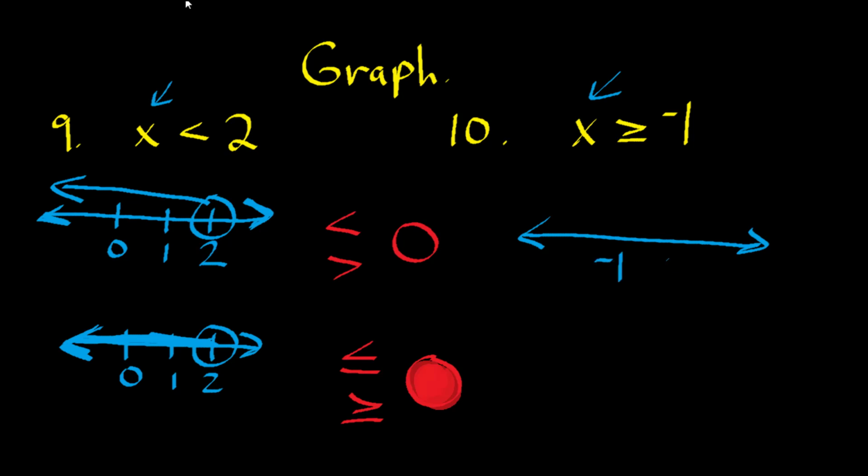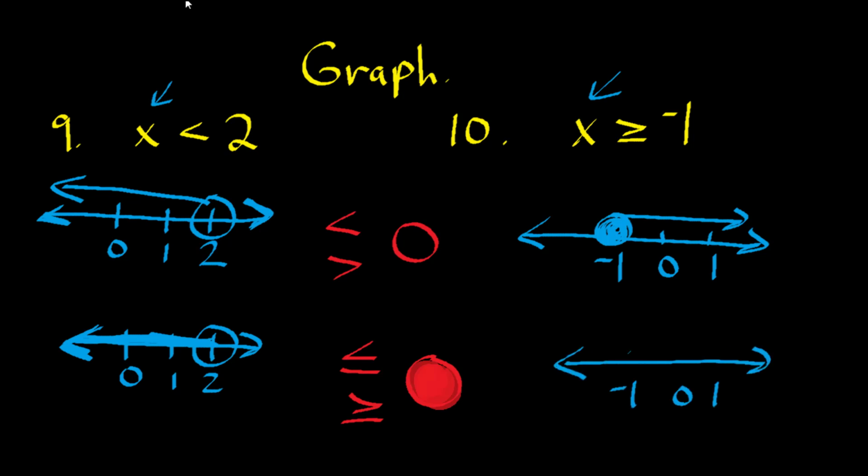-1 would be here, 0 and 1. That shows the direction of the number line. We know that we're going to have some sort of bubble at -1, and it will point to the right. We also know that because of the equal bar under the greater than, this will be bubbled in. So another way to represent this is to shade on the number line to the right. This represents all of the values that are equal to -1 and greater than -1.